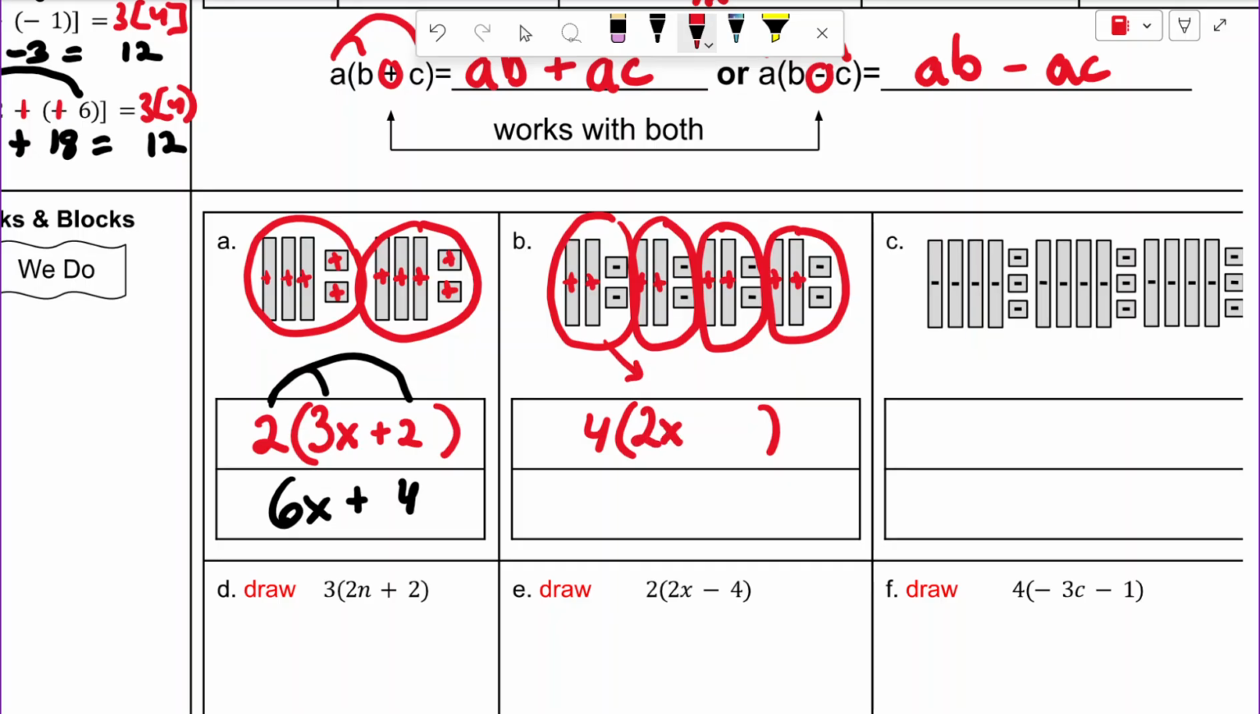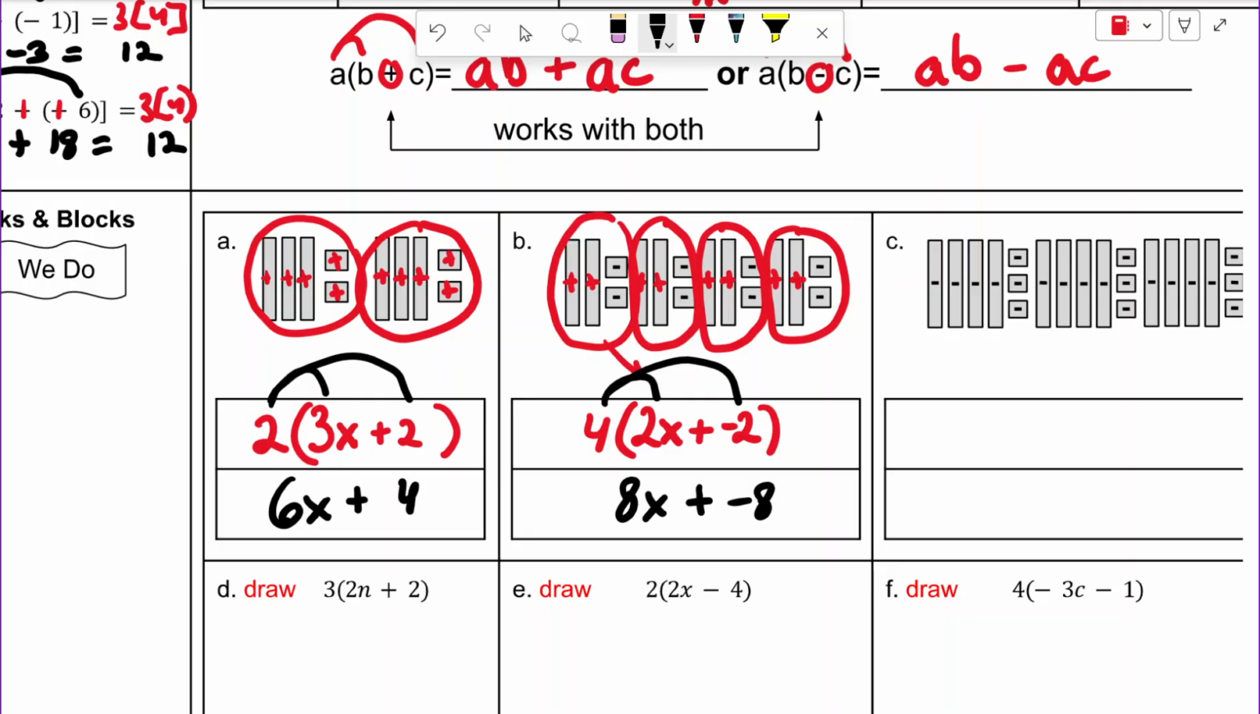And we have 2 negative signs. So you can either write -2 or adding the 2 negative signs. Either way. So let's go ahead and distribute. 4 times 2x is 8x. And 4 times -2 is -8. Now is that what we see up here? Well, there are 8 sticks and there are 8 negative units. So that worked out good.